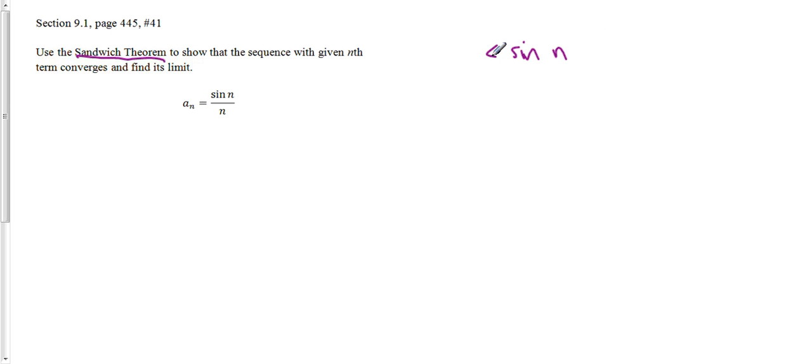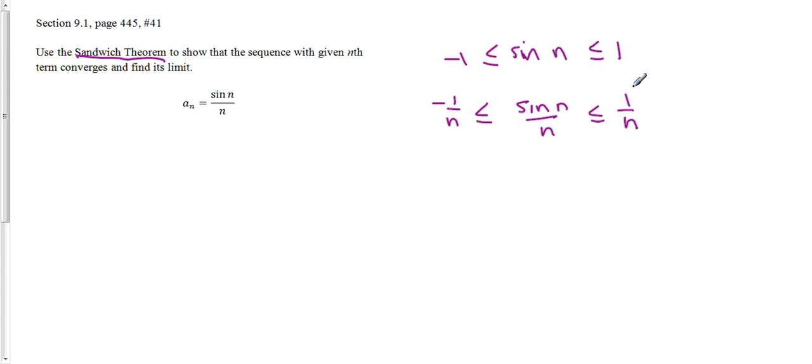So sine n has to be greater than or equal to -1, and it has to be less than or equal to 1. Well, this is a really important piece of information, because if I divide this whole expression by n, then I'm going to have -1 over n is less than or equal to sine n over n, which is going to be less than or equal to 1 over n. And this is the sequence that I'm trying to sandwich in between things. And I've sandwiched it in between -1 over n and +1 over n.